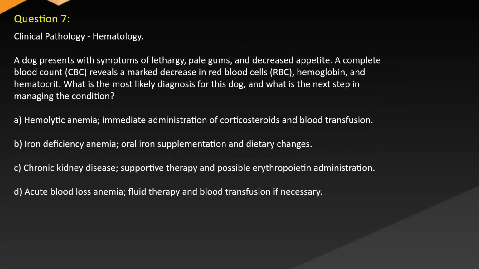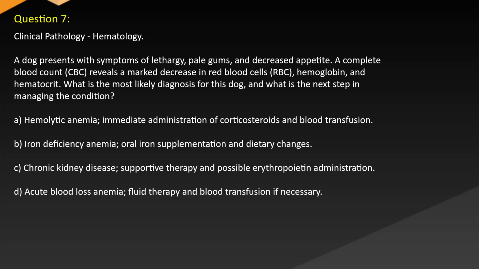Question 7. Clinical pathology. Hematology. A dog presents with symptoms of lethargy, pale gums, and decreased appetite. A complete blood count (CBC) reveals a marked decrease in red blood cells (RBC), hemoglobin, and hematocrit. What is the most likely diagnosis for this dog, and what is the next step in managing the condition?